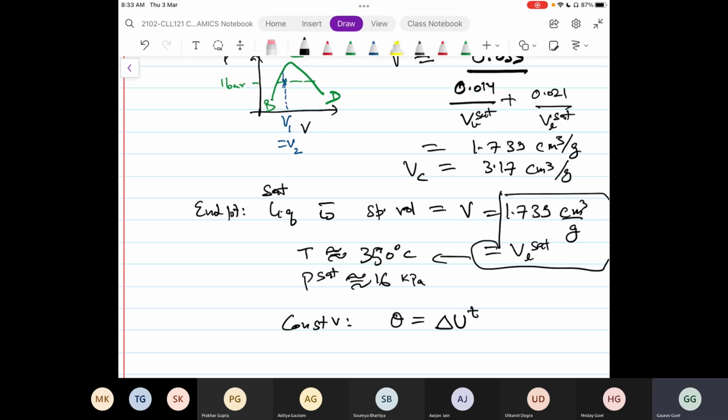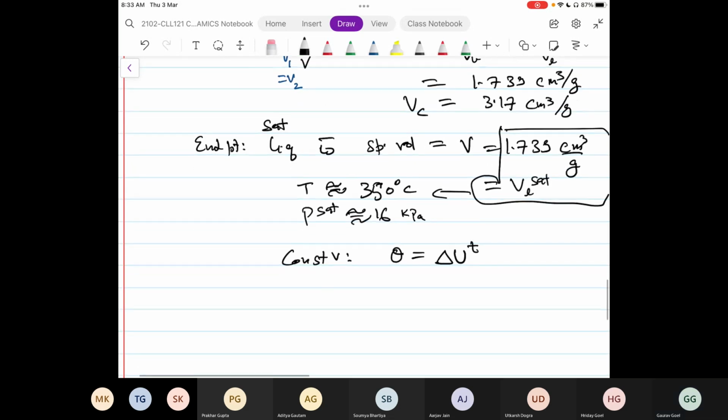So the total change in internal energy: W is 0, rigid vessel. The total change in internal energy gives you the Q. Okay.